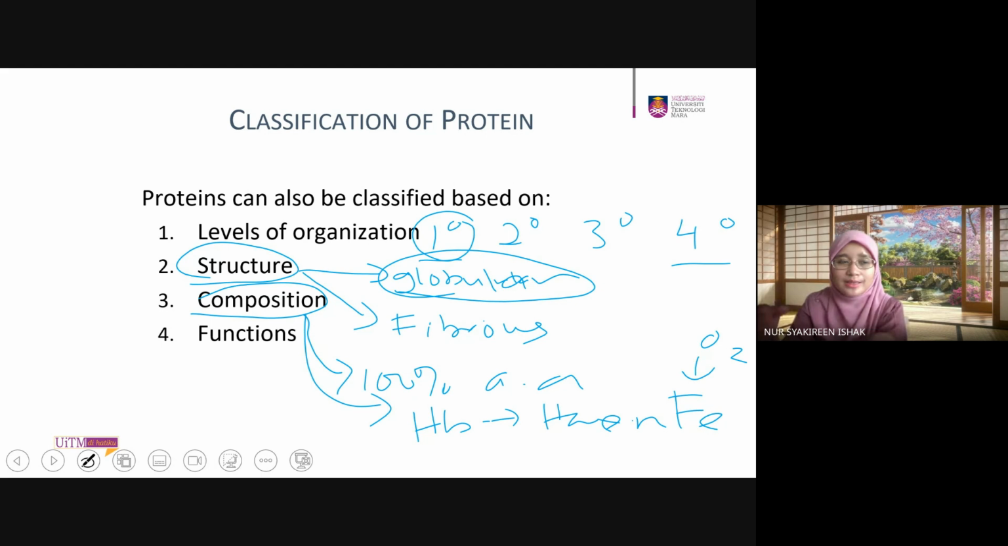There are also proteins that have other non-protein components that facilitate the function of that protein. So the protein can be activated, for example, if it has a cofactor embedded inside the protein structure, such as in certain enzymes. So that is composition. A protein that has other non-protein components, we call it a conjugated protein. And we can also classify protein based on its function.